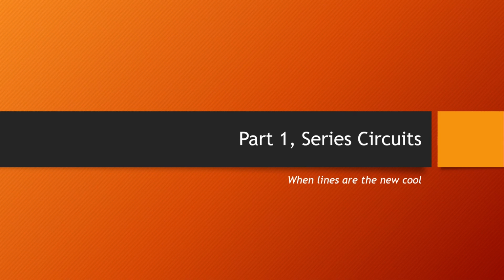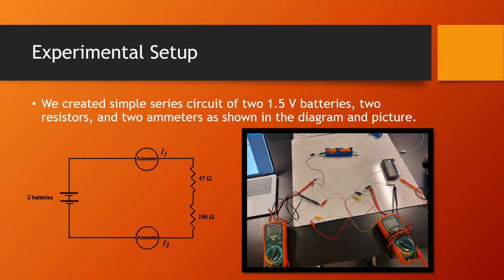1. Series circuits. Experimental setup. We created a simple series circuit using two 1.5 volt batteries, two resistors, and two multimeters as shown in the diagram and picture below.